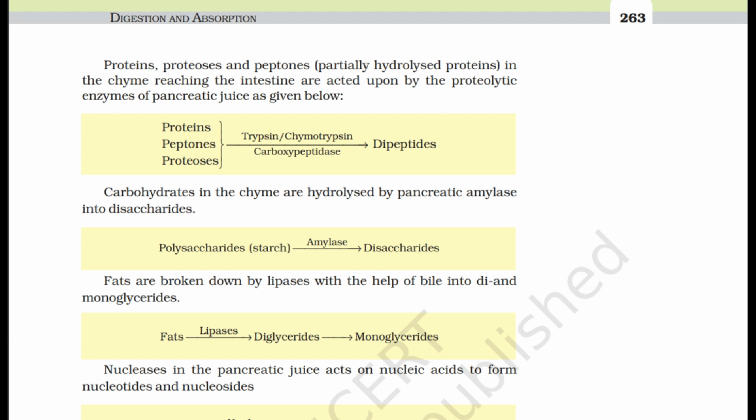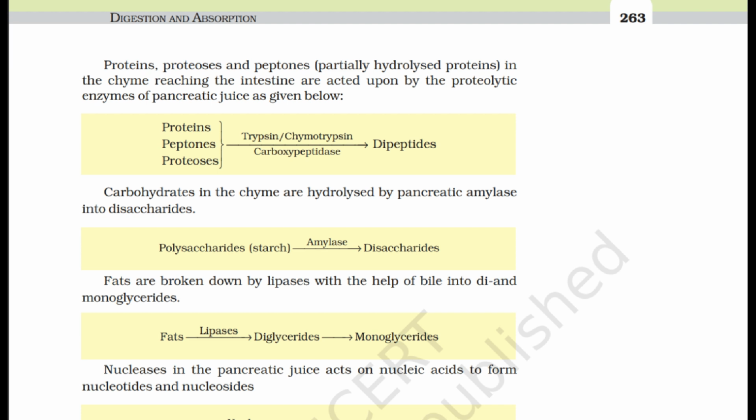Proteins, proteoses and peptones, partially hydrolysed proteins, in the chyme reaching the intestine are acted upon by the proteolytic enzymes of pancreatic juice as given below. Proteins, peptones and proteoses are converted into dipeptides in the presence of trypsin or chymotrypsin and carboxypeptidase.